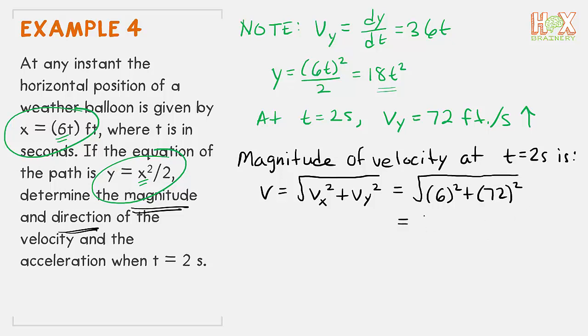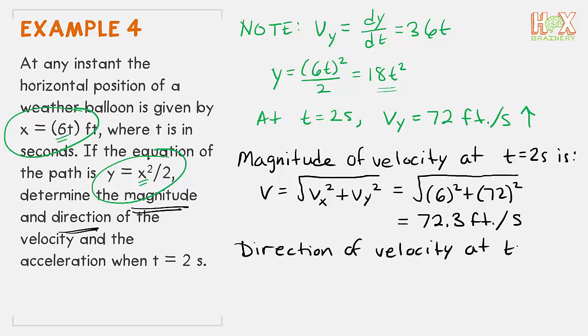And that basically is equal to 72.3 feet per second. And now we're going to go ahead and find the direction of the velocity at t equals 2 seconds.